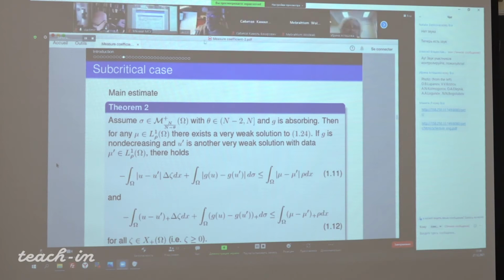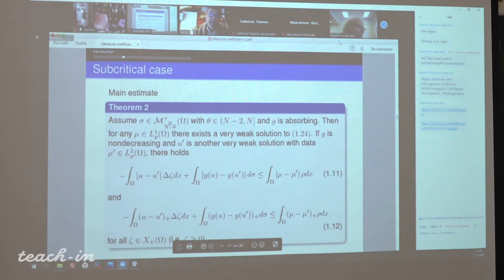So this is called an estimate of Brezis type, which goes back also to the problem with data in L1, which were studied by Brezis, I think, in the early 70s. He has an example, but also with constant nonlinearity.